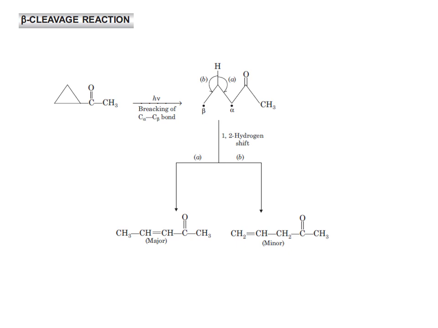So we can see the 1,2 hydrogen shift, path A and path B. If the hydrogen shift happens following path A, it will produce this alpha beta unsaturated carbonyl compound. This is considered the major product. We can get the minor product by path B, where the 1,2 hydrogen shift produces the beta gamma unsaturated carbonyl compound.